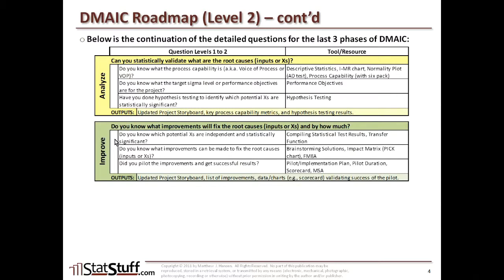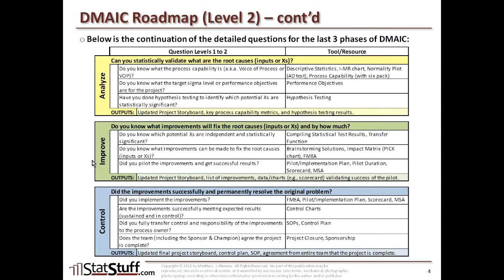Do you know what potential X's are independent and statistically significant? And then we ask ourselves, do you know what improvements can be made to fix the root causes or the inputs or X's? And then finally we ask ourselves, did you pilot the improvements and get successful results? And in the same format as before, these are the tools off to the right that can help you answer these questions. Once you can answer yes to these, you probably then can answer yes to this top layer question for the improve phase. Again, once you can answer that, you're probably ready to move on to the control phase.